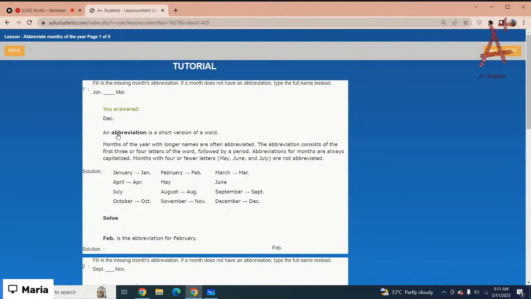Got it? Like January, you can write Jan. February, it would be Feb. March, it would be MAR. April, it would be APR.